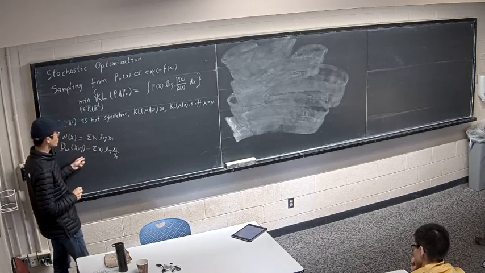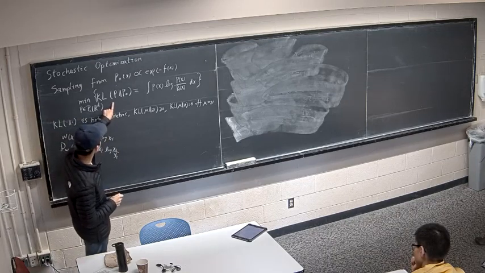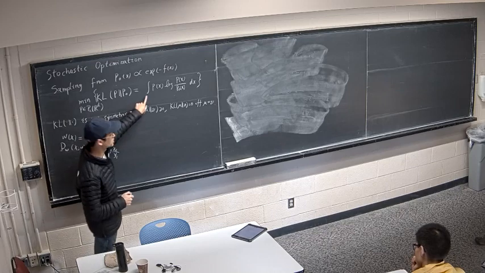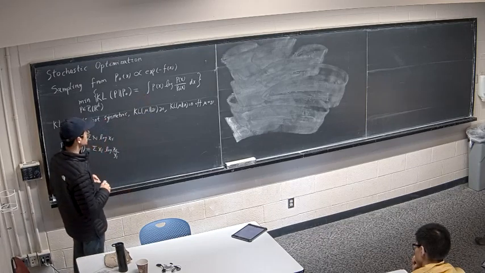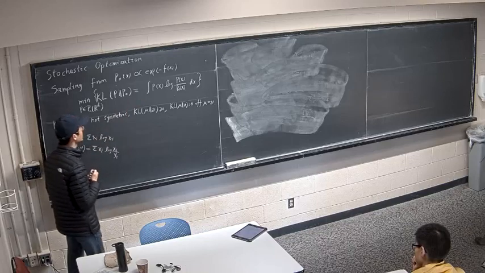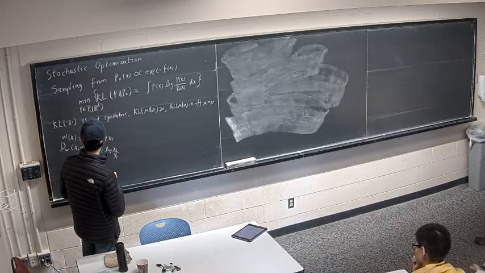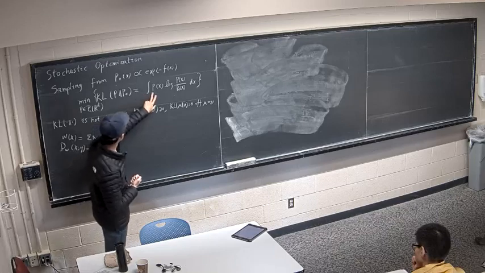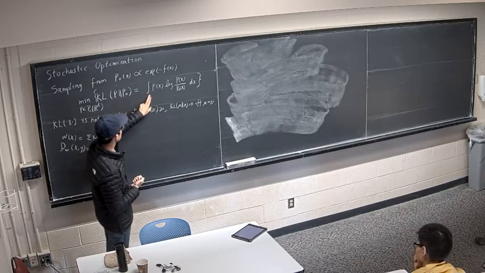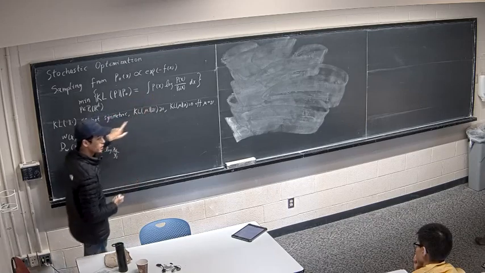Right, this is the discrete setting, but in the continuous setting, we are going to change this summation to be an integral. Okay, so this is the extension from discrete to continuous setting. So this is a functional of P. P is a density. P is already a function, so this is a function of a function. It's called a functional, right?